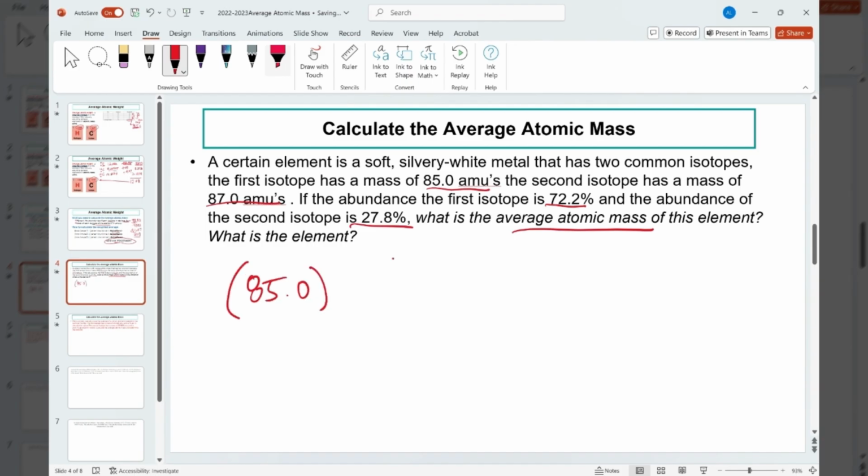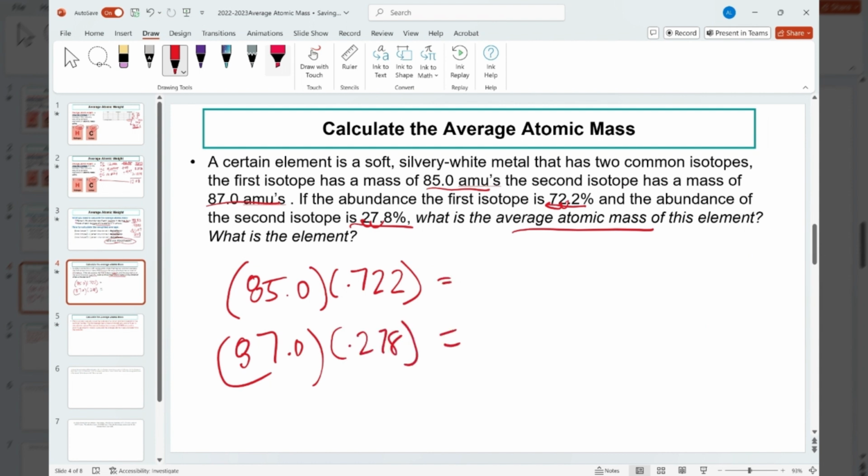I like to do all my math first. 85 times 0.722. Again, I have to move my decimal over. And 87 times, again, move my decimal over, 0.278. Now I'm going to grab my calculator. 85 times 0.722 is going to give me 61.37. 87 times 0.278 will give me 24.186. I'm going to add those together.